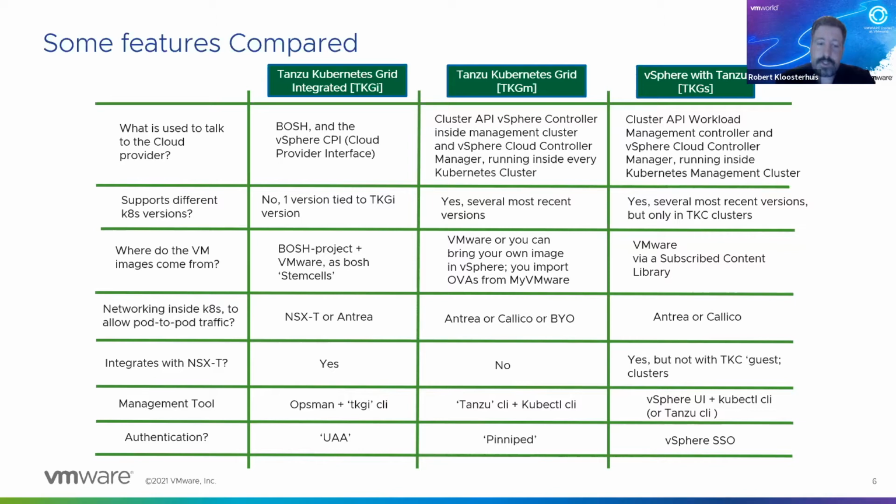There are also differences in the kind of networking options you get around these different versions of TKG and different ways to manage them, different UI, different CLI tools. And the options for which version of Kubernetes you can use and which base OS image you can use also differ. And they differ in how those images are delivered between these versions.